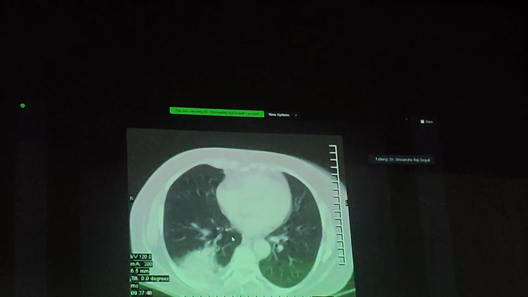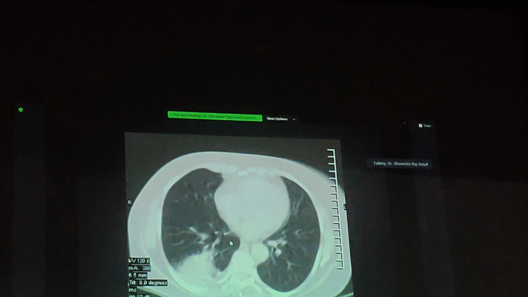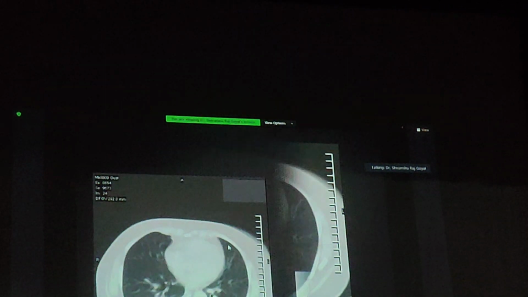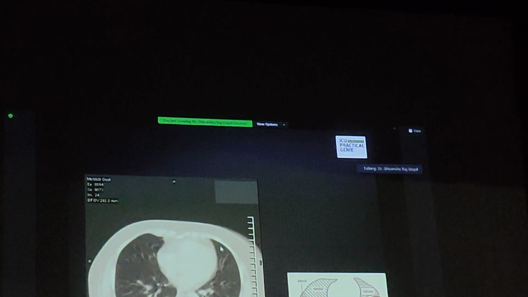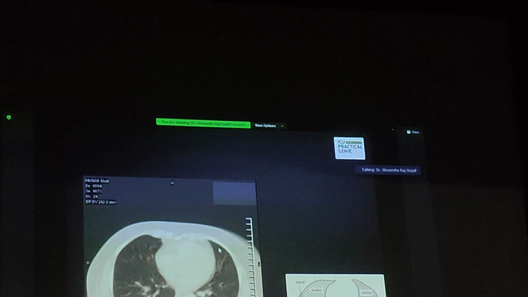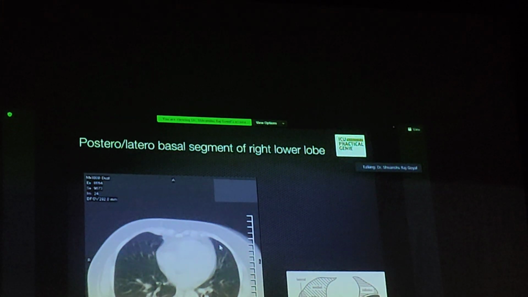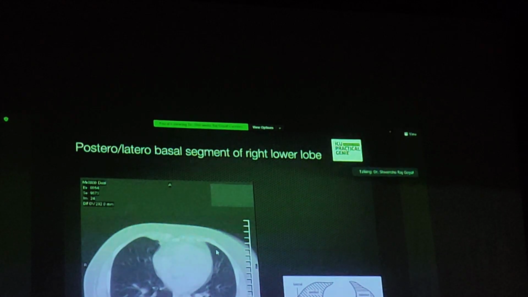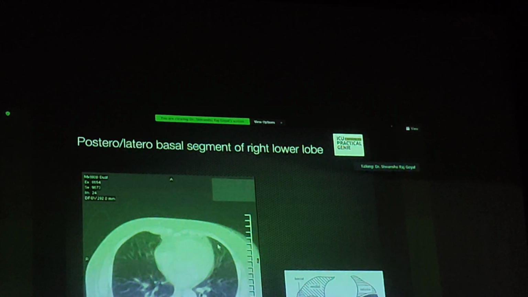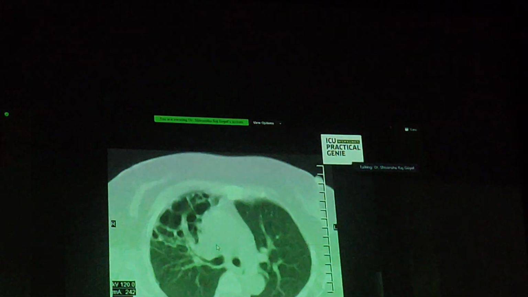This opacity, where you see even air bronchograms within the opacity, is placed at the cardiac ventricular level. It is lying in the posterior segment. So it is the lateral basal or the posterior basal segment. Between the two, you can always be confused. But yes, it is the lateral or the posterior basal segment of the right lower lobe.